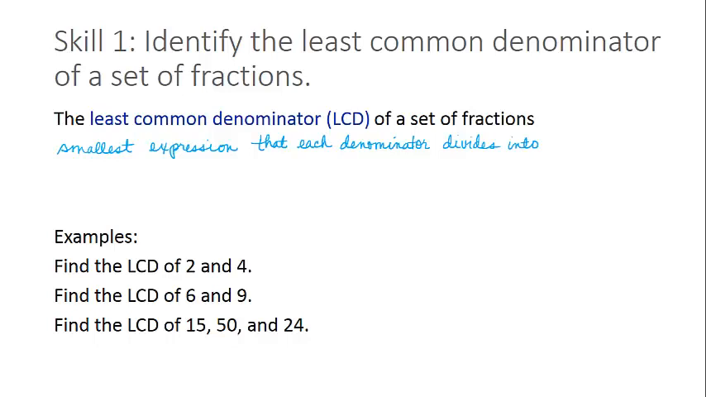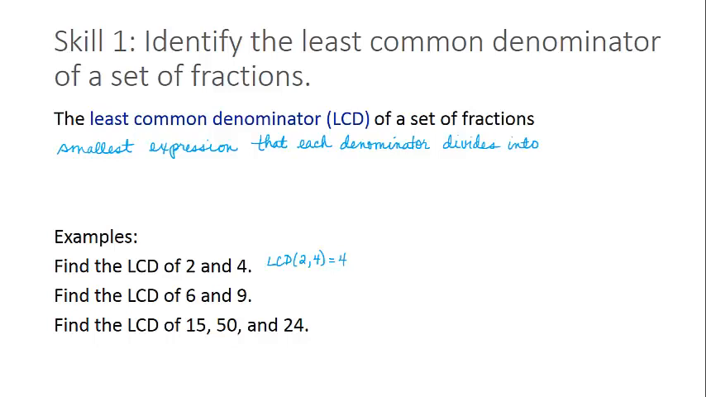So here are some examples. If I'm going to define the LCD of 2 and 4, I need to find the smallest number that both 2 and 4 divide into. 2 and 4 both divide into the number 4, right? So the LCD of 2 and 4 is 4. Now, maybe you had said 8. 8 is a common denominator, it's just not the least common denominator.